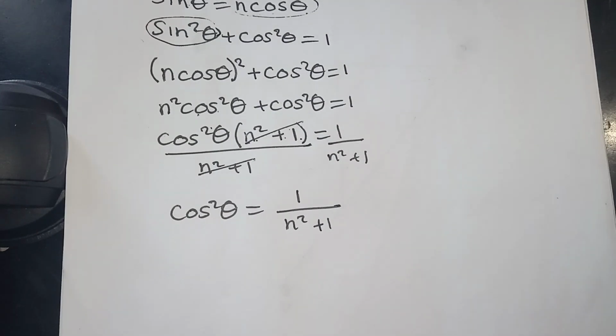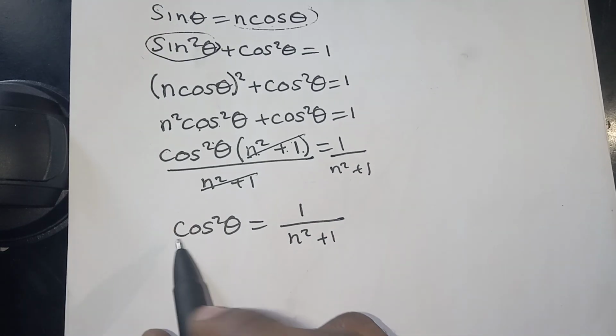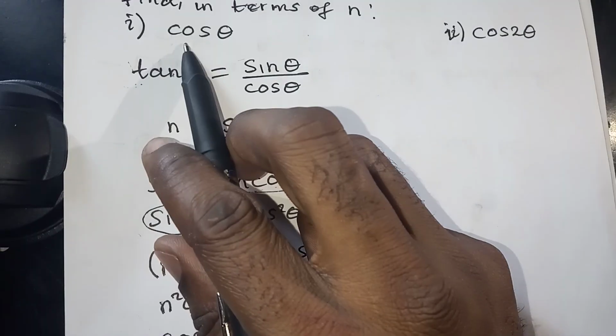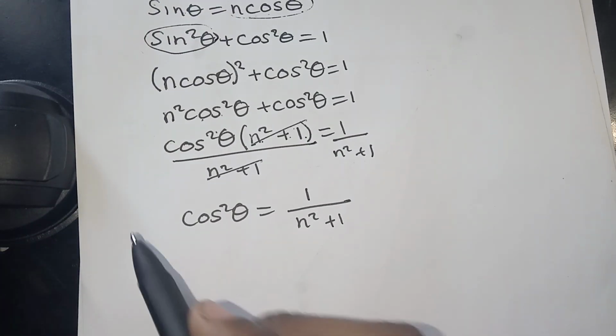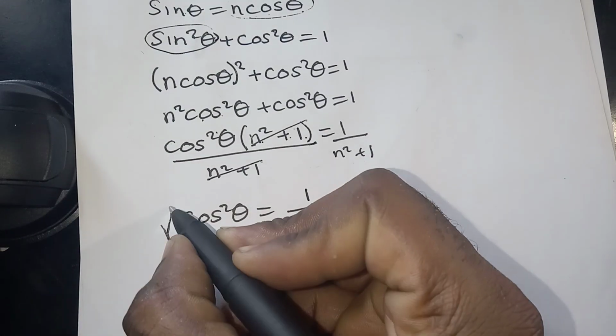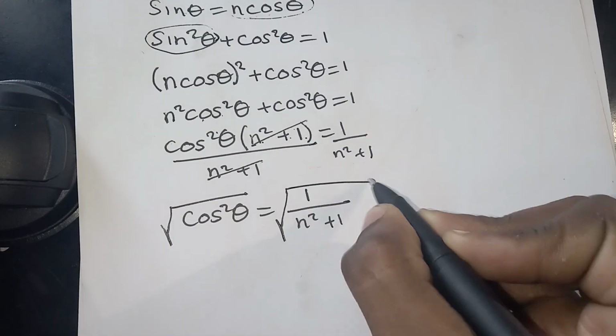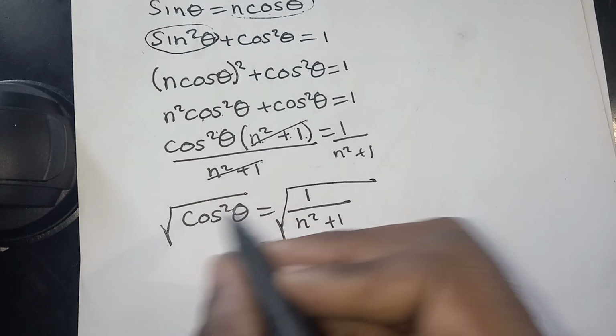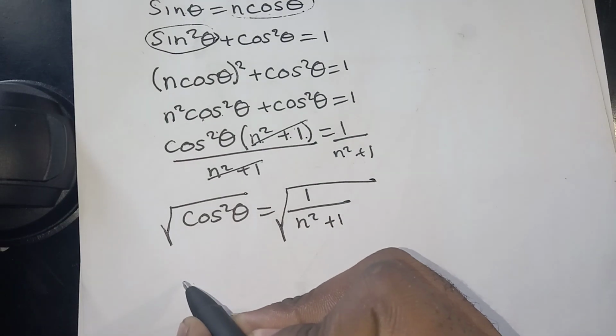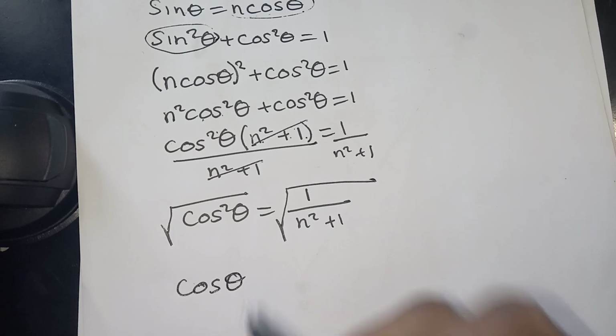So now, remember, we are not trying to find cos squared theta. We are trying to find cos theta. So in this case, I'll introduce the square root on both sides. I can do this. The square root of cos squared theta is cos theta.